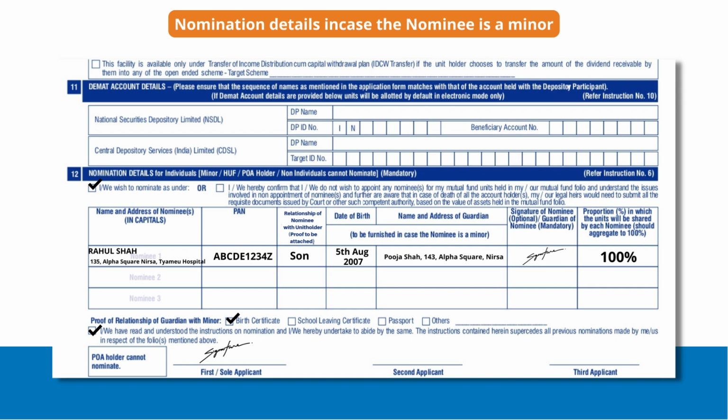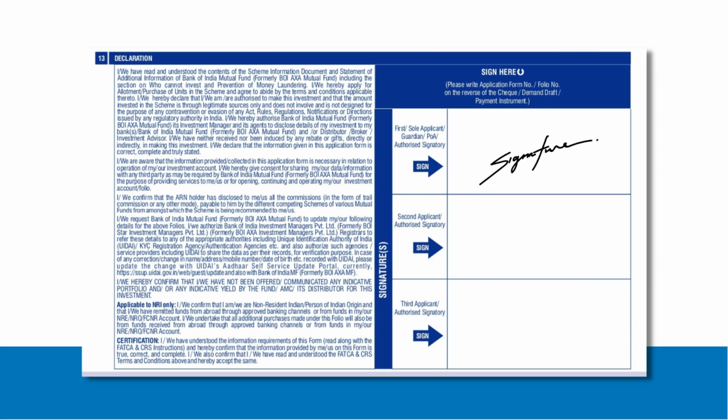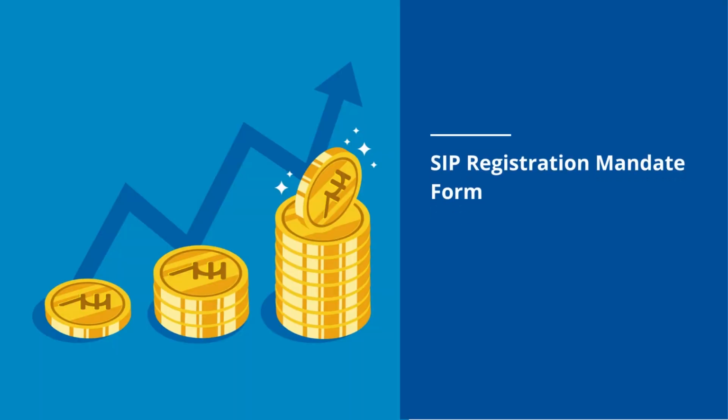When the nominee is a minor, you need to fill the nominee details, that is the name and address, PAN number, relationship of the nominee with the unit holder, and the date of birth. Further, fill the name, address, signature of the guardian, and the percentage holding. Please note that the guardian's signature is mandatory when the nominee is a minor and the guardian cannot be the same as the first applicant.